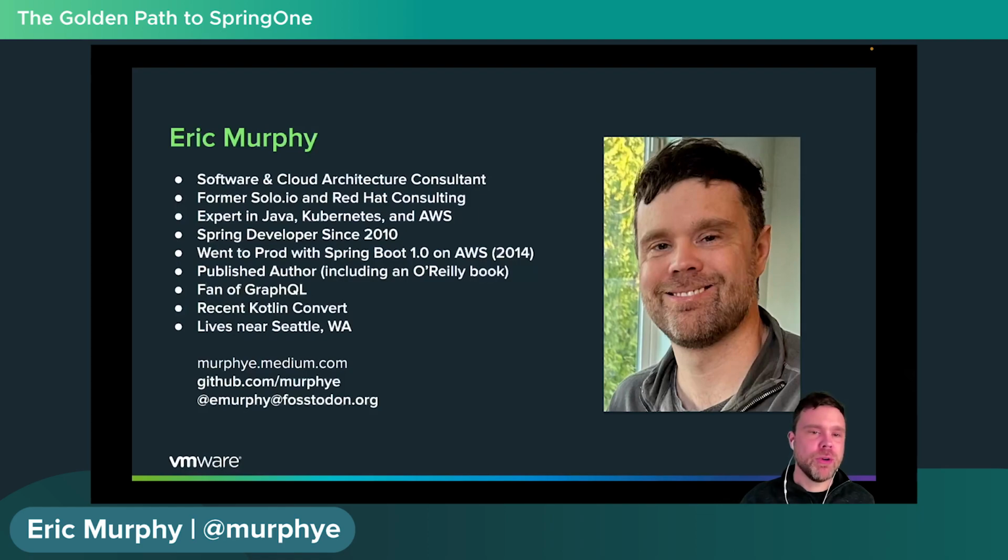About me, I'm Eric Murphy. I'm a software and cloud architect. Formerly worked at Solo.io and Red Hat. Been a Java developer my entire career, and more recently, deploying those Java applications to AWS and Kubernetes. Been a Spring developer since 2010, and I actually put a Spring Boot 1.0 application into production in 2014. Also published author, fan of GraphQL, and recently consider myself a Kotlin convert.